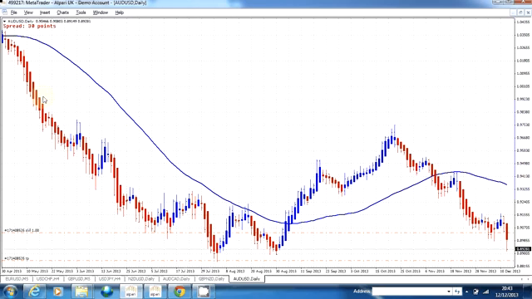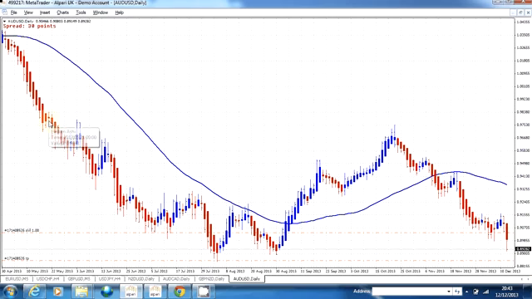Okay, so this is where this Heiken Ashi indicator comes through. As I said, you know that we are in a downward trend right now, because this is the SMA 50 and this is the price going down. Okay, right.